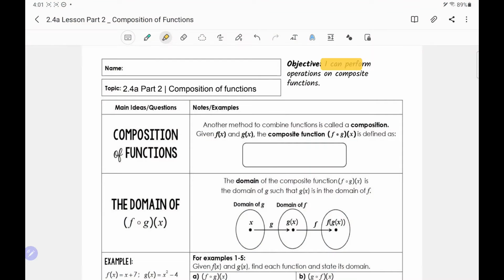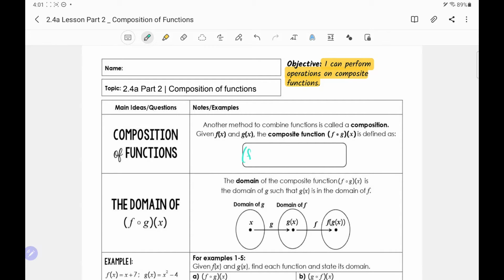The objective is to perform operations on composite functions. Before we can perform those operations, we need to know what a composition of functions is. So let's read what it says here. Another method to combine functions is called a composition. Given f of x and g of x, the composition function f of g of x is defined as.